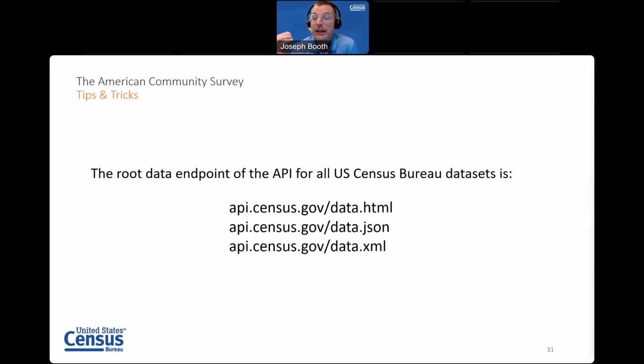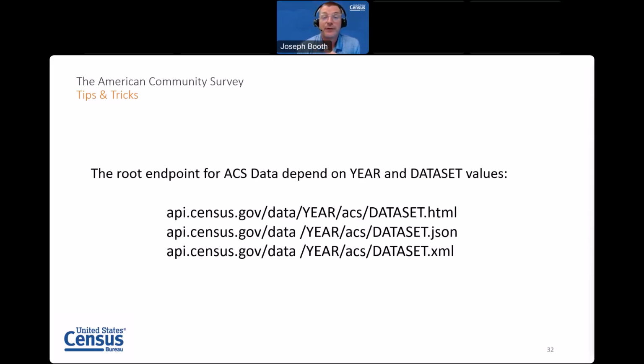Caleb touched on this a bit, but I want to highlight it again because it's foundational. The API has a set of root endpoints that serve as the entryway into the various data sets. And here you can see that we have data versions available in HTML, JSON, and XML. So when you hit these base URLs, you're going to get a list of data sets available to you in these file formats.